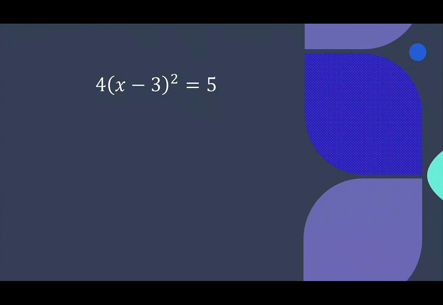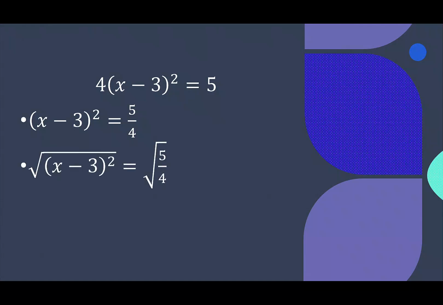Let's try one more, and this time we're not going to factor. I have 4 times x minus 3 squared equals 5. I want to use the square root method. My first step is to divide by 4, so I have x minus 3 squared is 5 over 4. Now I take the square root of both sides. The square root of x minus 3 squared will be equal to the square root of 5 over 4. On the left I have x minus 3.